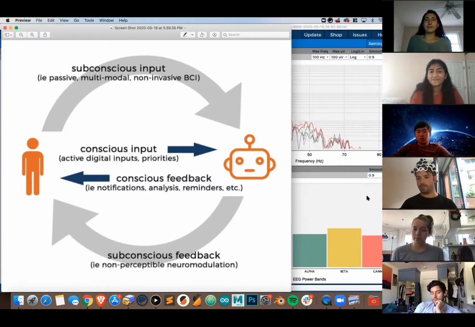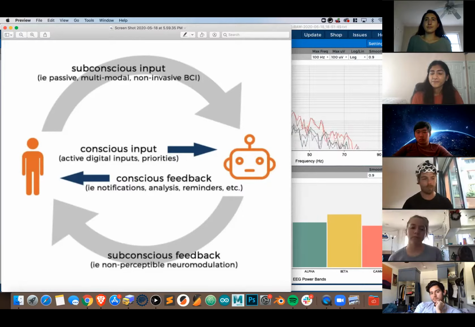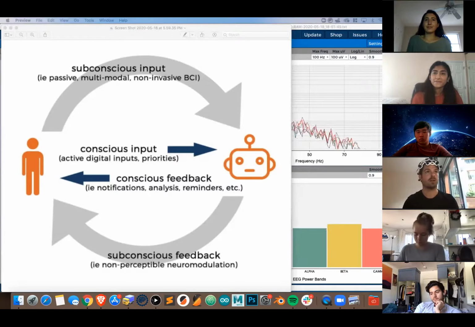What do you think about connecting brains, instead of connecting a brain to a computer, but connecting individual brains together? Basically like social connections to a different level, I guess.